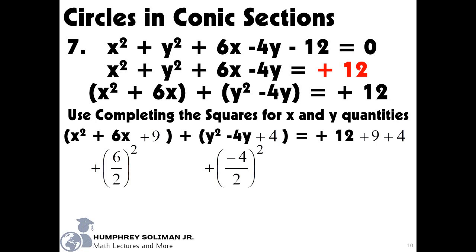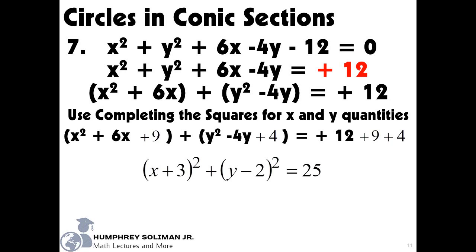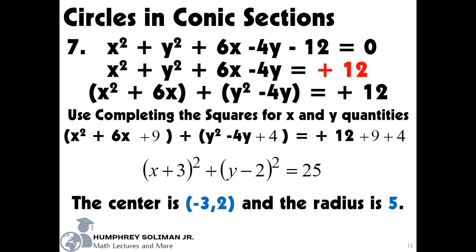Don't forget to add the same numbers also to the right side. This is to make sure that both sides will remain equal. Now that we have perfect squares for the x and y quantities, we now have the standard form of the equation for the circle. From here we can get that the center is (negative 3, 2), and the radius is 5.